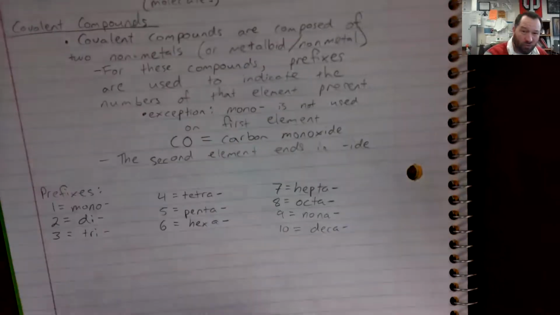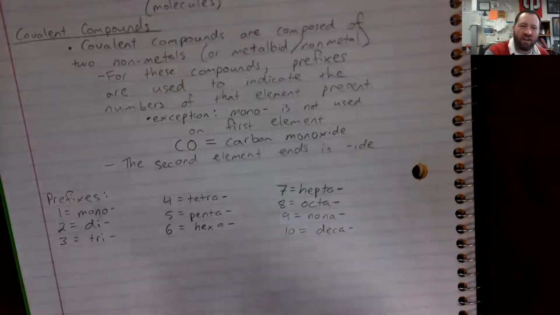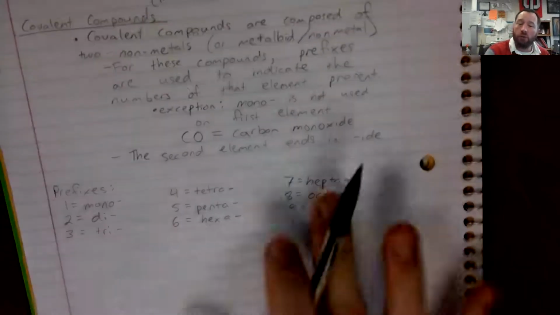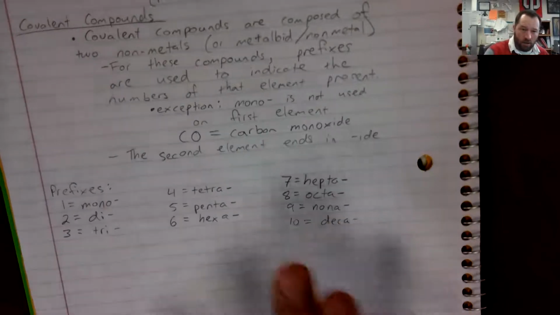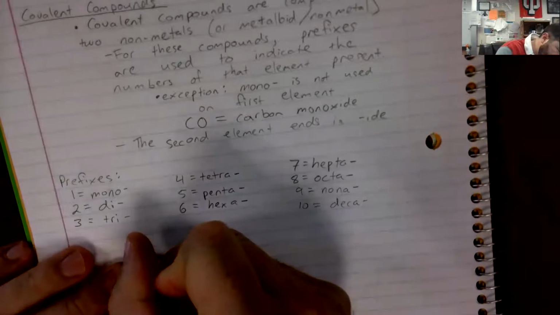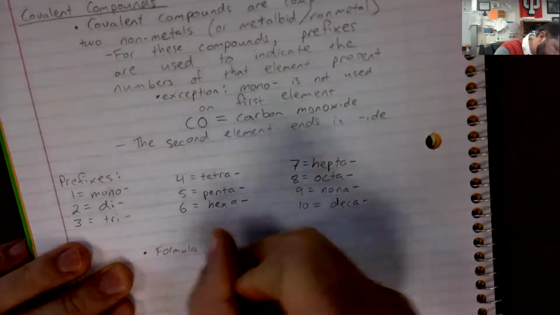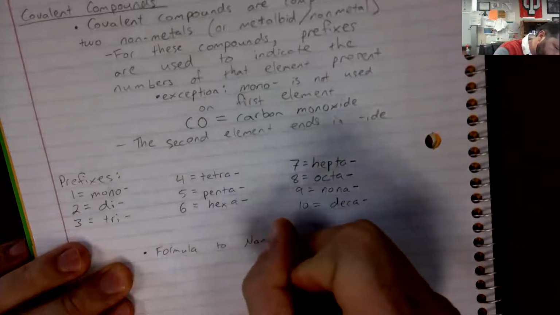So a lot of these you probably already know. You don't really need to spend time with those. But the few that you don't know, di maybe, tetra, hepta, nona, those you want to make sure you take a look at, get a little more familiar with them. Now, let's look at some examples. We'll start off by going formula to name.